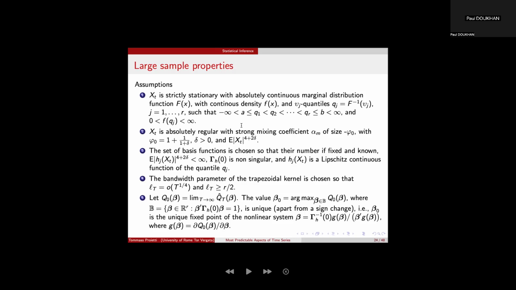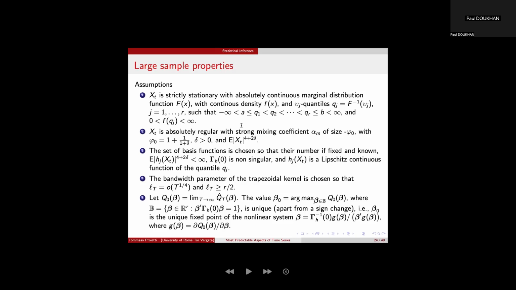Then you need conditions on the set of basis functions that you choose. So you need conditions on the Lipschitz continuity, which is guaranteed for the kind of basis that we have considered. You need some rule about the bandwidth parameter by which you truncate the partial autocorrelation pattern. And finally, you have an identification condition, the existence of beta, the true beta, for your problem.